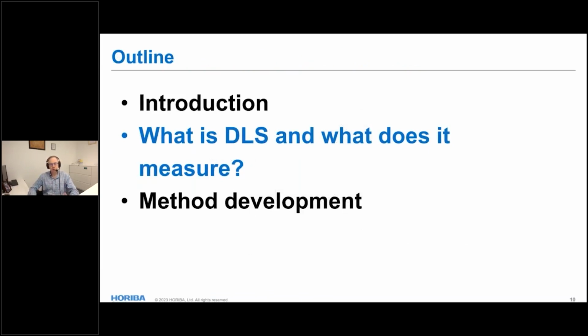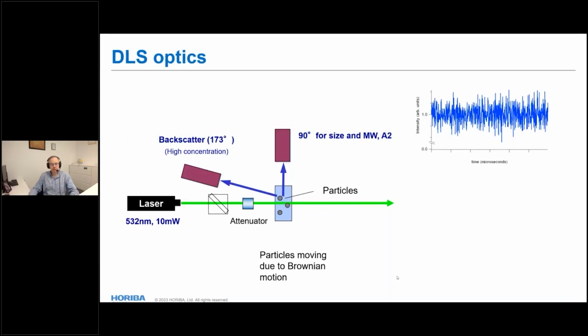And now I want to move into the meat of things. What is dynamic light scattering and what does it measure? So I mentioned the optics briefly. I'm going to go through them again. You have a laser, in this case coming on the left. You shine it on the particles. And then we're going to look at scattering at a single angle.